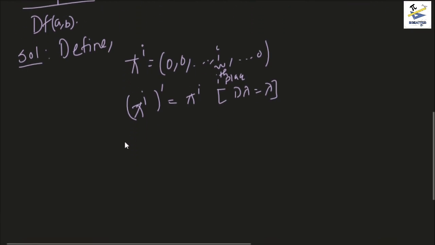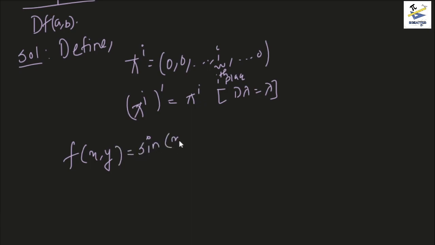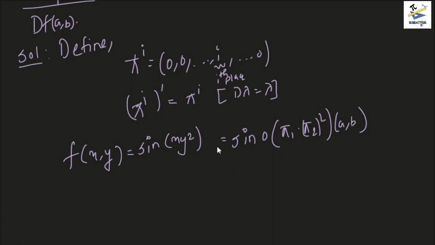We are going to define the function f in a certain way: f of x comma y, which was given as sine of x y squared. We define this as the composition of sine with x y squared. We define x as pi 1. So we have three variables, and we define it like this: pi 1 into pi 2 squared, and we are going to evaluate it at a, b, right?